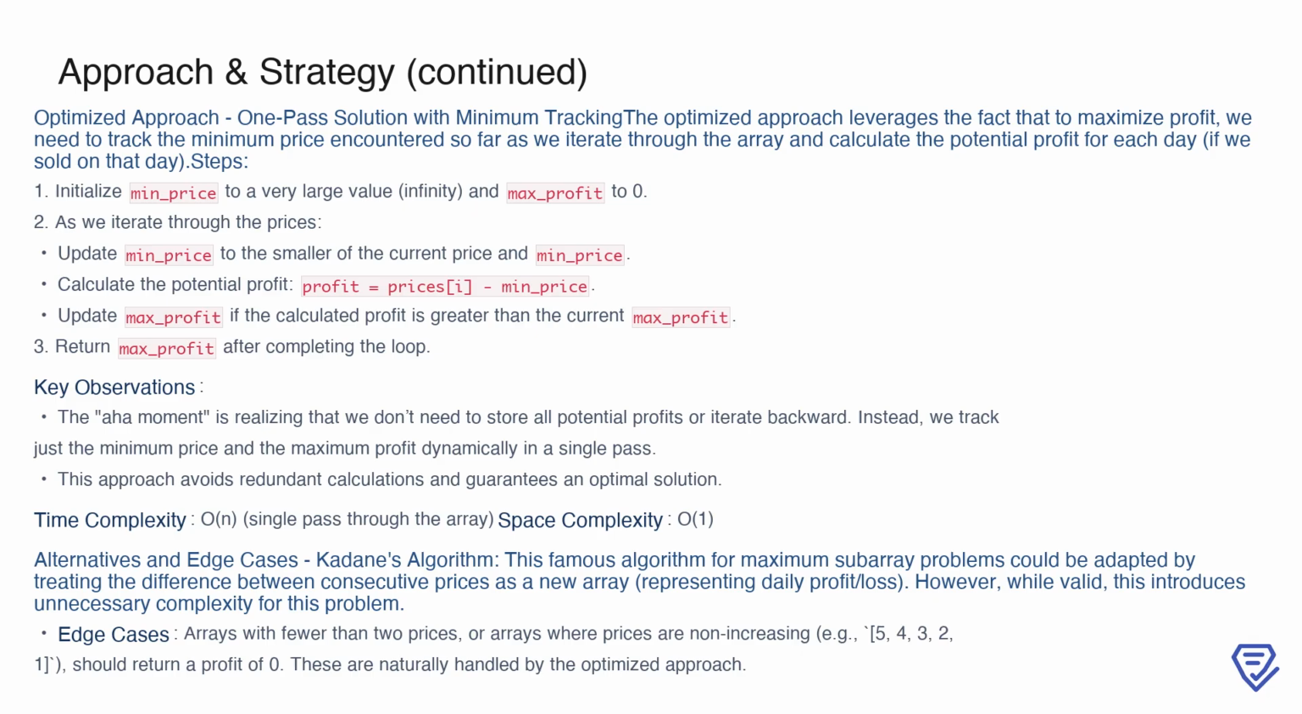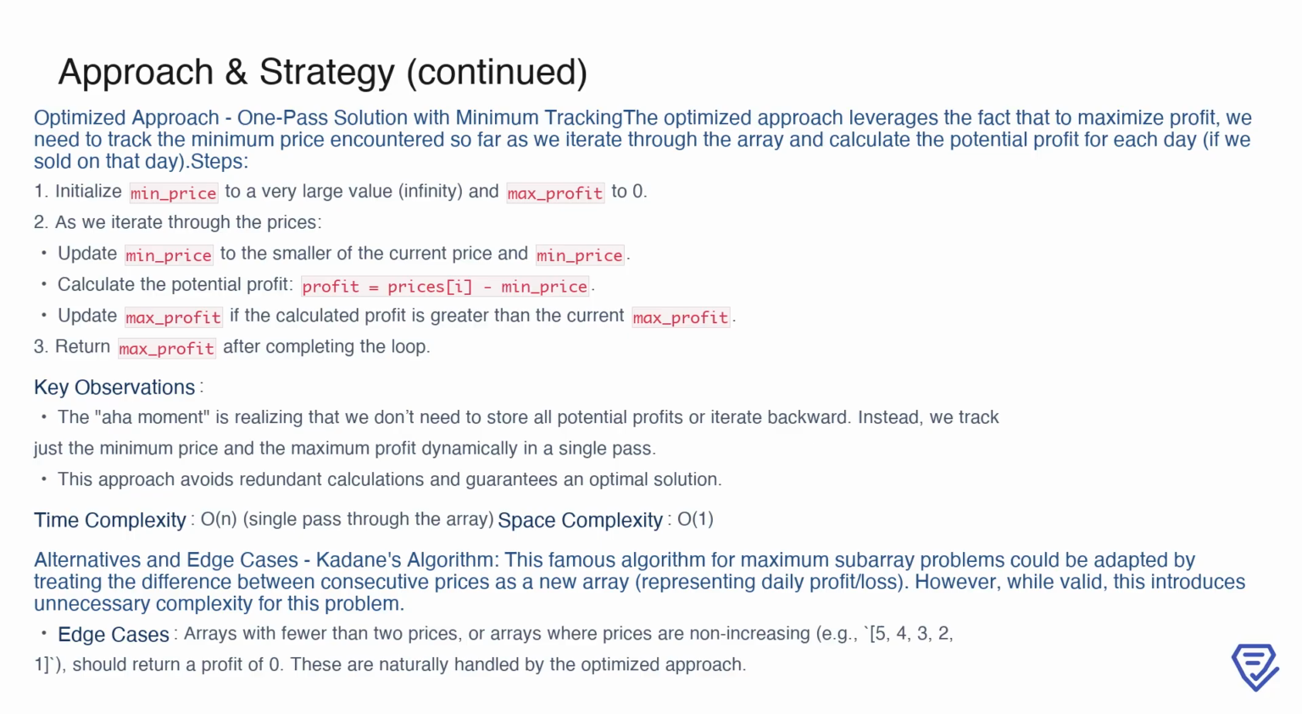Now, let's focus on the optimized approach, which uses a one-pass solution with minimum tracking. The key insight is that to maximize profit, we don't need to evaluate every pair of days explicitly. Instead, as we iterate through the prices, we keep track of two things: the minimum price encountered so far and the maximum profit we could achieve if we sold on that day.